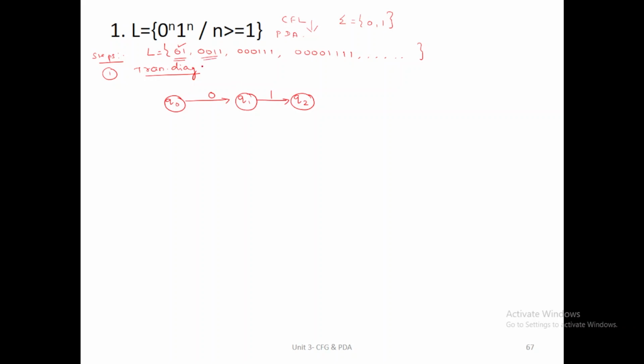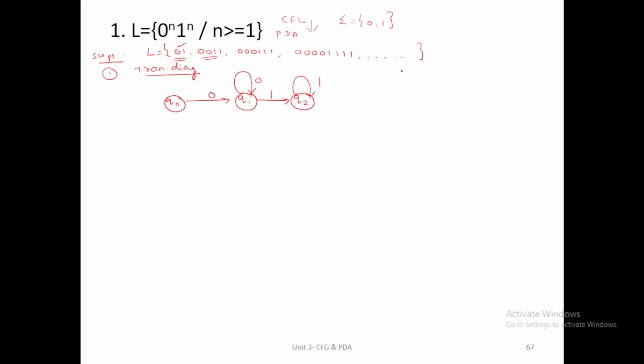Next you should check it for 0011. First 0, I go to the Q1 state. If you read 0 n number of times, you should stay in the Q1 state. Then if you read 1, you should go to the Q2 state. Then for all the remaining ones, you should stay in the Q2 state.